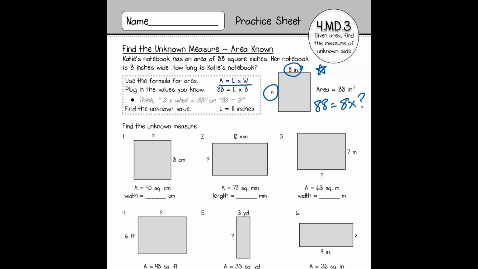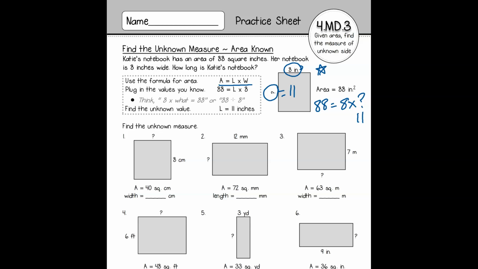Okay, you can use your multiplication chart and your planner to help you. But I'm thinking 8 times what gives me 88? Well, it has to be 11 because 8 times 11 equals 88. So my missing side would equal 11 inches.